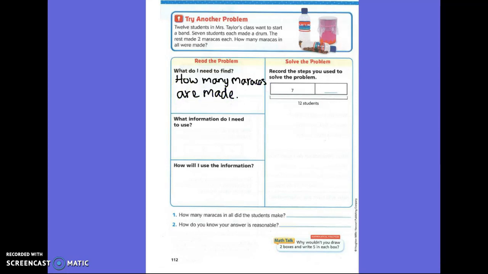What information is the information that we need to know? Raise your hand if you know one thing that you need to know. Start from the beginning if you could. Aubrey, what's one thing?